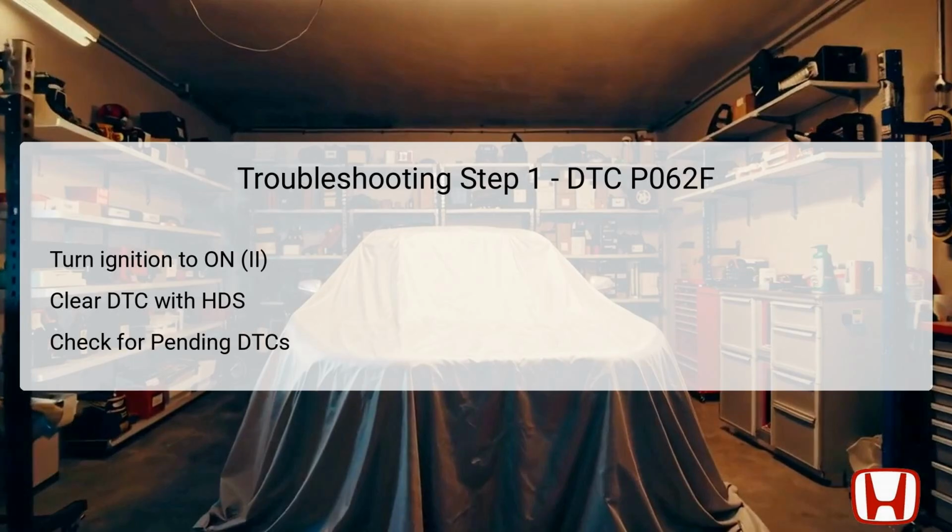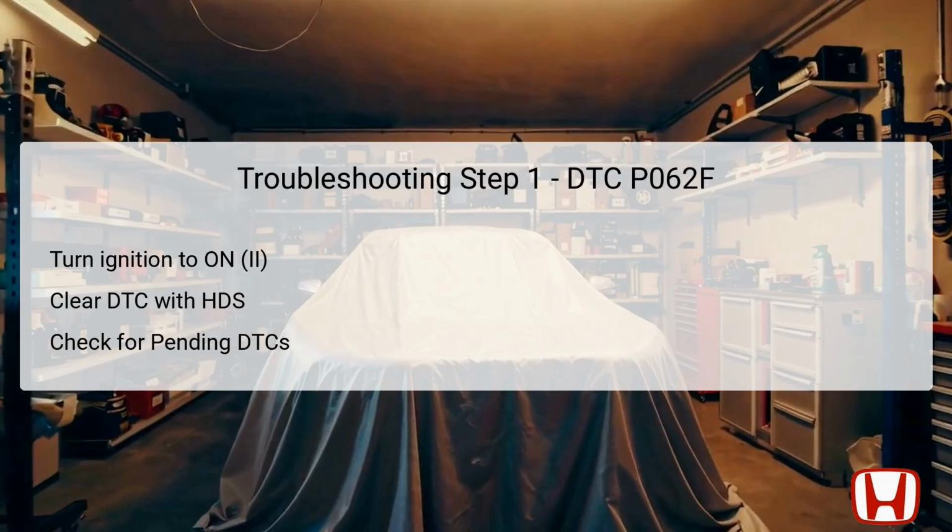After the DTC is cleared, it is crucial to check whether any pending or confirmed DTCs appear on the HDS. The presence of DTC P062F after clearing indicates that the failure persists and further action is warranted. Proper documentation of all readings is essential for tracking any evolving issues.